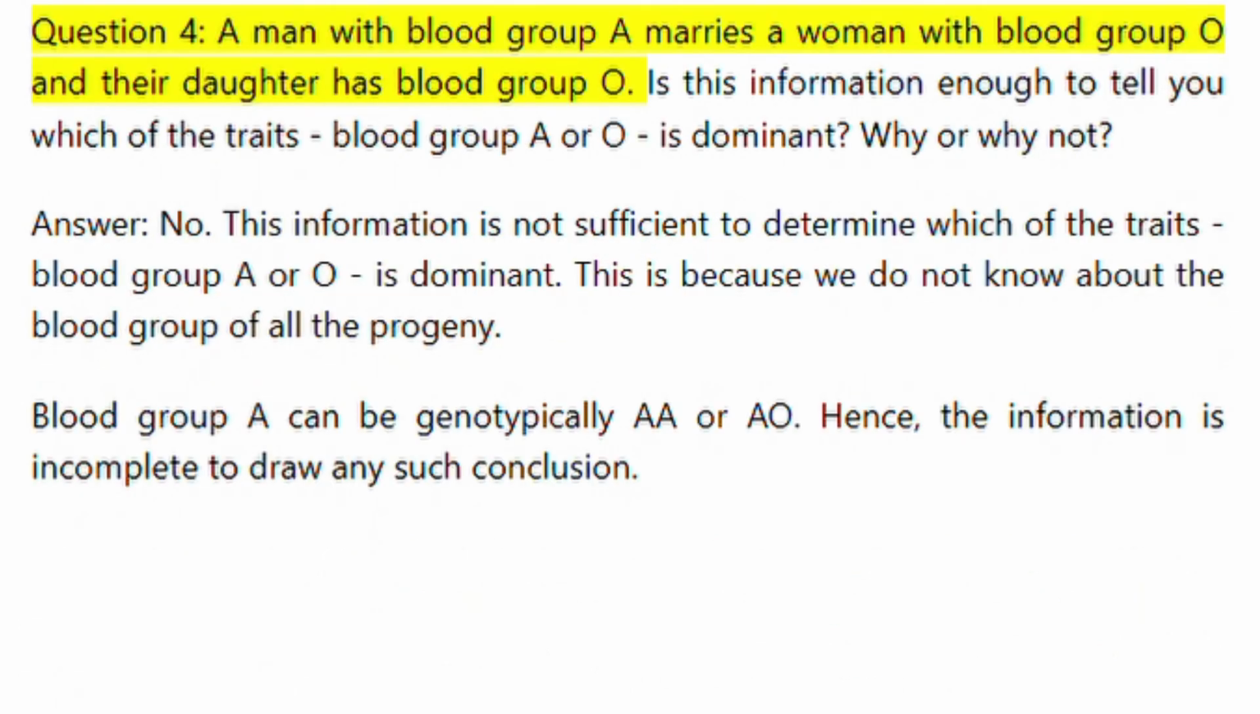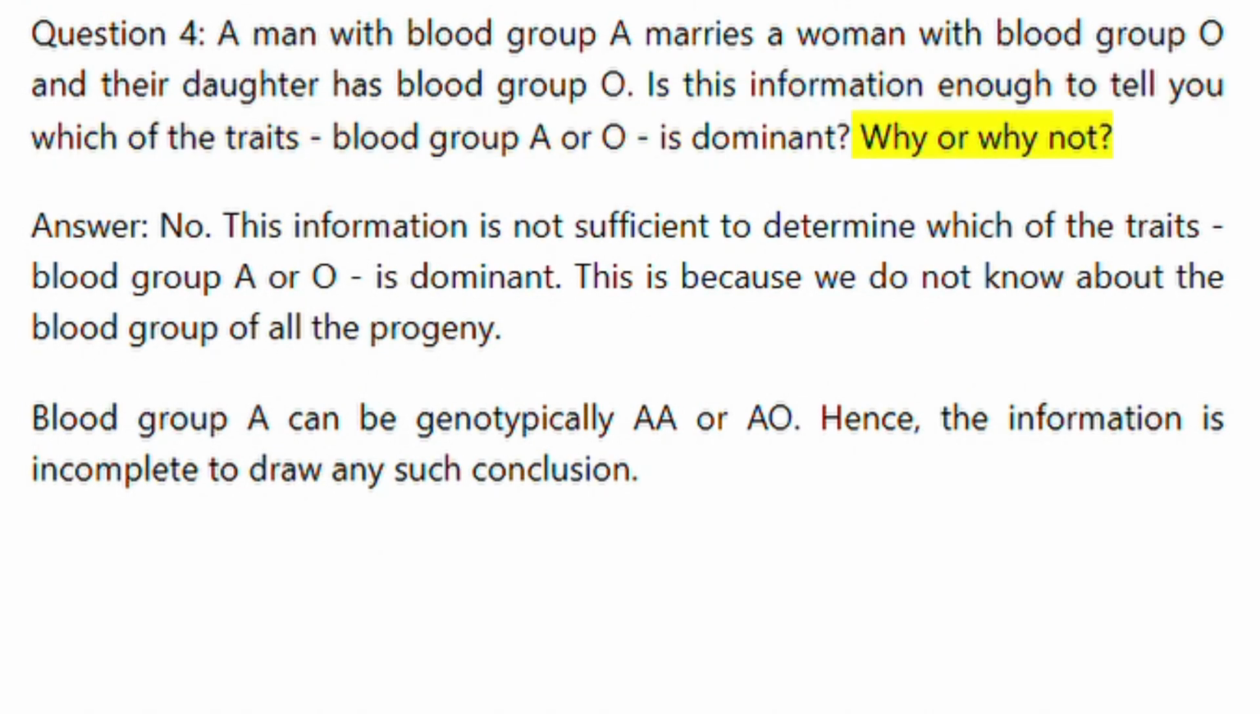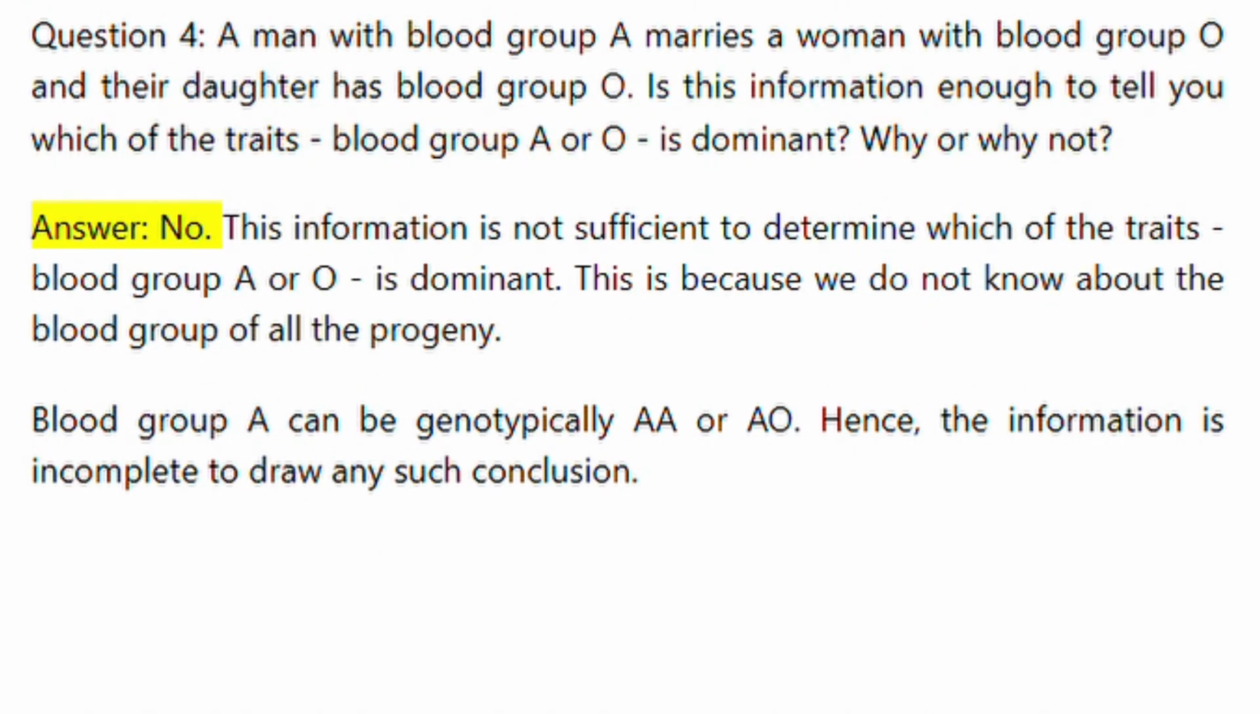Question 4. A man with blood group A marries a woman with blood group O and their daughter has blood group O. Is this information enough to tell you which of the traits, blood group A or O, is dominant? Why or why not? Answer. No.